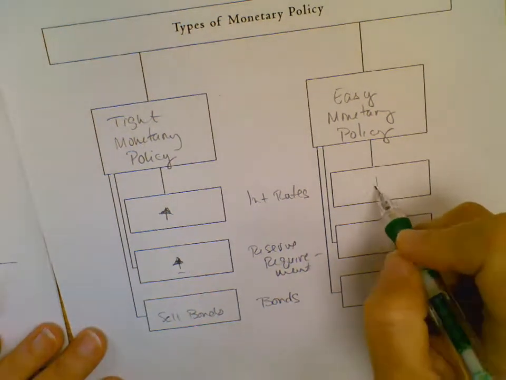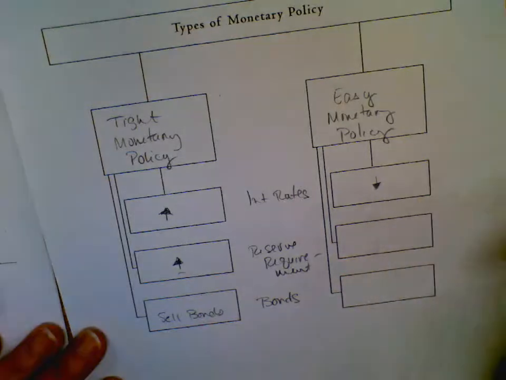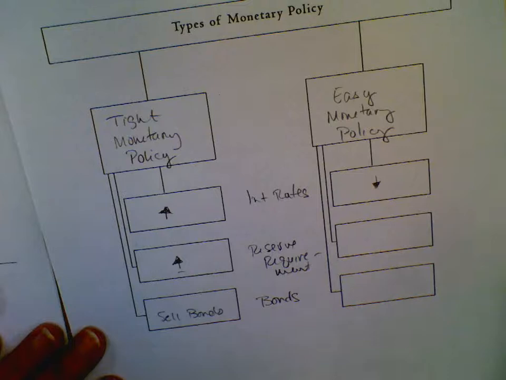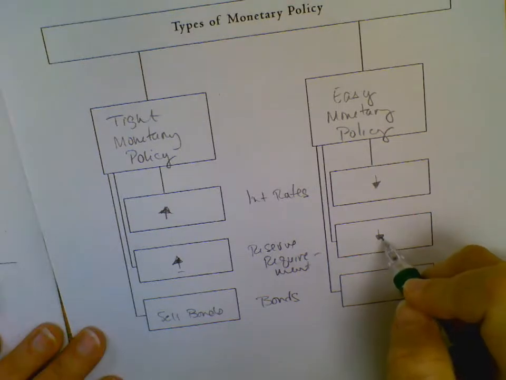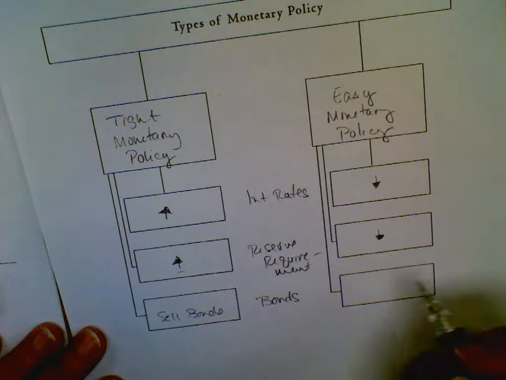Easing monetary policy is the exact opposite. If we want people to start spending money because we are in recession, we're going to lower the interest rates, make it a little more attractive to borrow money and not so attractive to save money. We will lower the reserve requirement, telling the banks instead of keeping 10% in reserve, keep 5% or 1%, depending on how bad it is, to get more money pumped into the economy.